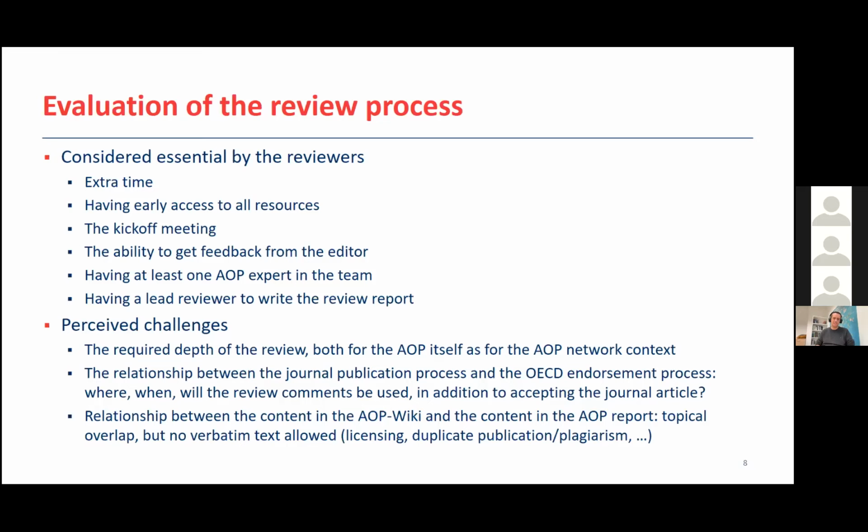And a third perceived challenge is the relationship between the content in the AOP Wiki and the content in the AOP report. So obviously there is a lot of topical overlap between the AOP Wiki content and the AOP report content, but no verbatim text is allowed in the journal article. So that's also a consideration to talk about with the reviewers: how they should look at licensing, duplication, plagiarism. So what should they do and how should they report when pieces of text that are in the wiki are verbatim copied into the manuscript, etc.